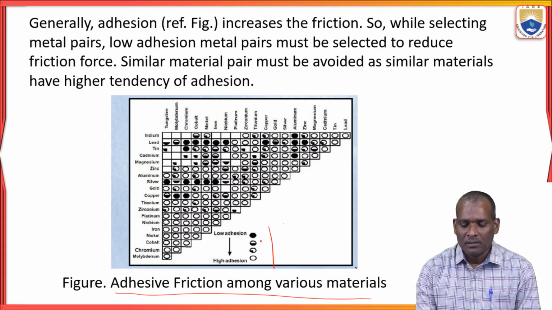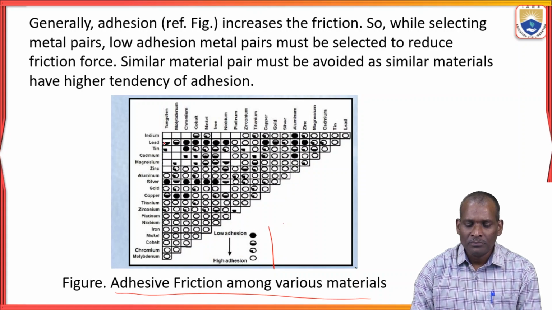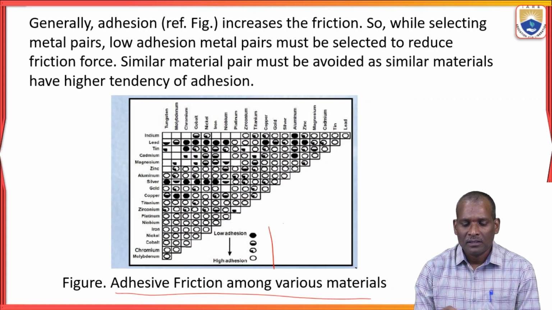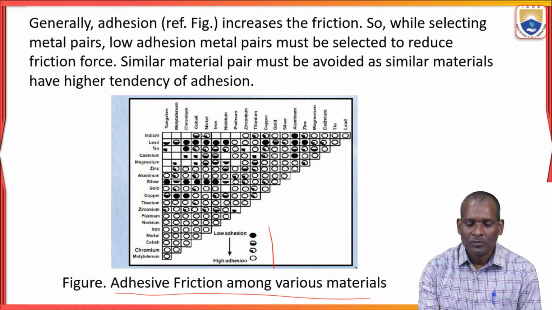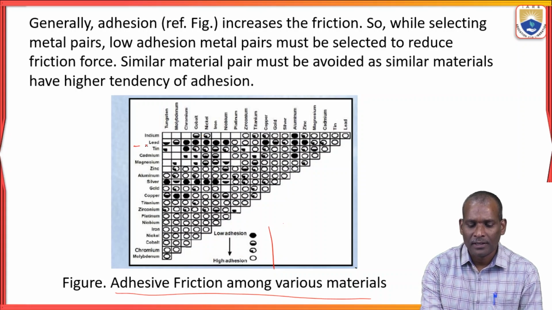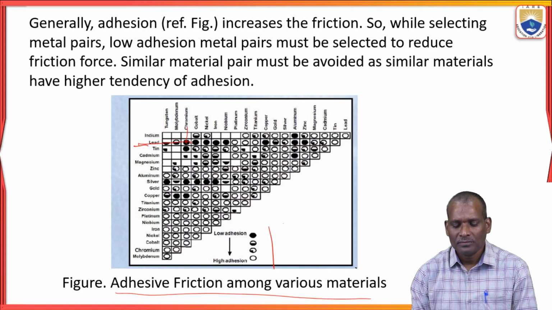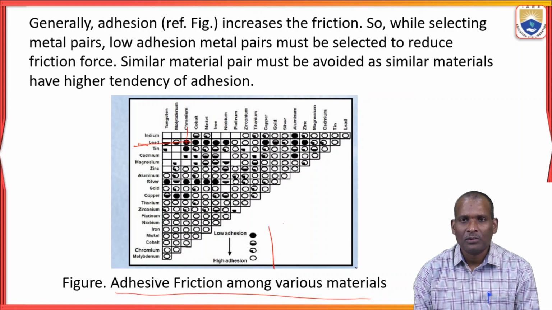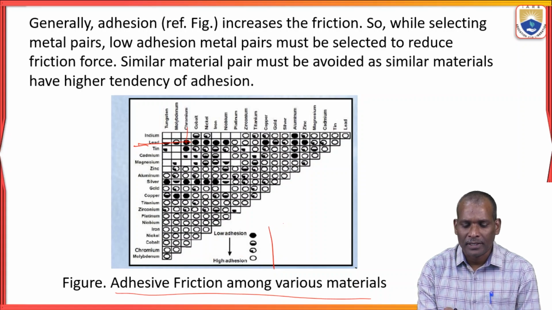Here, see the first one, indium, tungsten, high adhesion. Then molybdenum, chromium, cobalt. See for example here, lead with chromium: lead and chromium have low adhesion. Different materials, lead and chromium, not similar materials. If you take similar materials here, lead and lead, lead and tin.